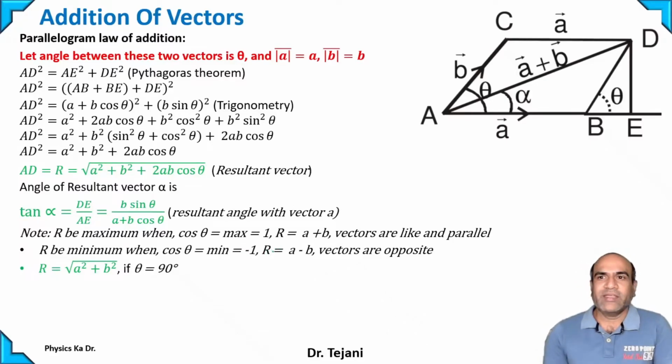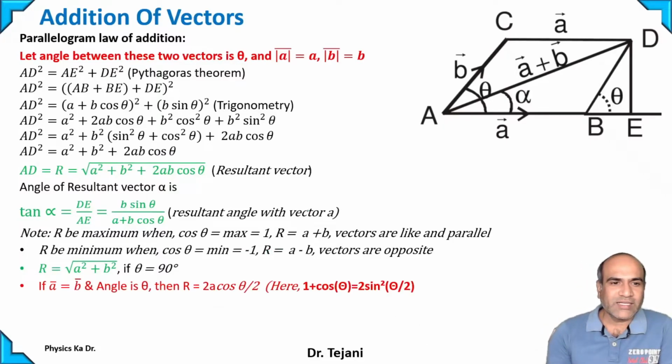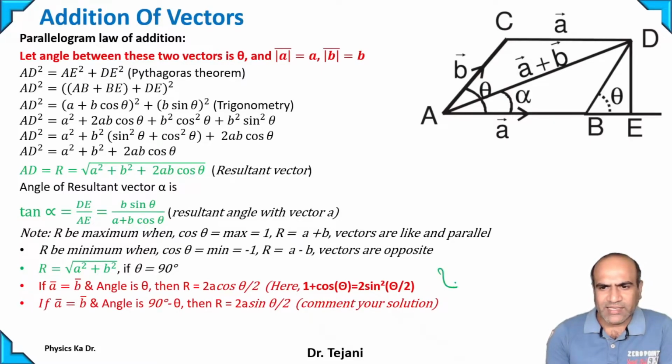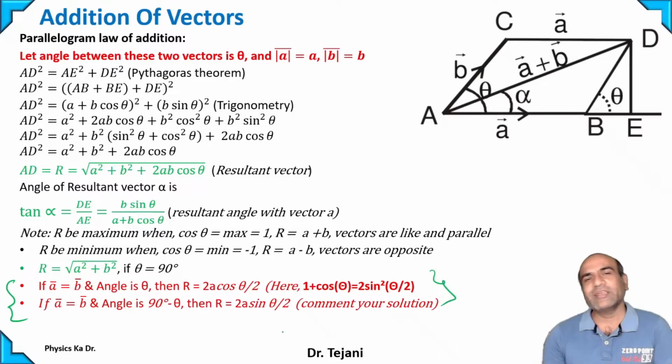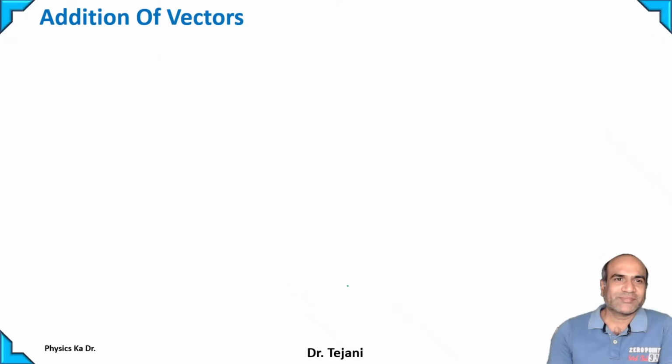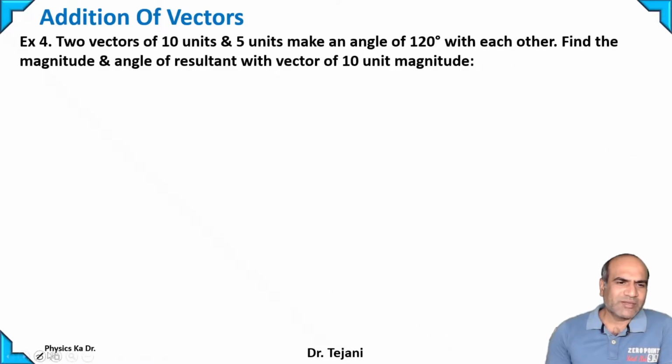So let's move to another part. Here two equations are given. If A bar is equal to B bar, that means both vectors are equal in magnitude, and the angle is theta. Can you prove this with the use of trigonometry? And if it is 90 minus theta, we will see what that gives. Just wait. But you prove this too, and comment me your solution. That's our example.